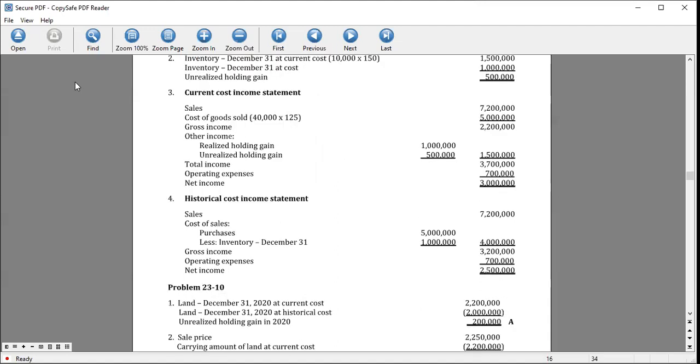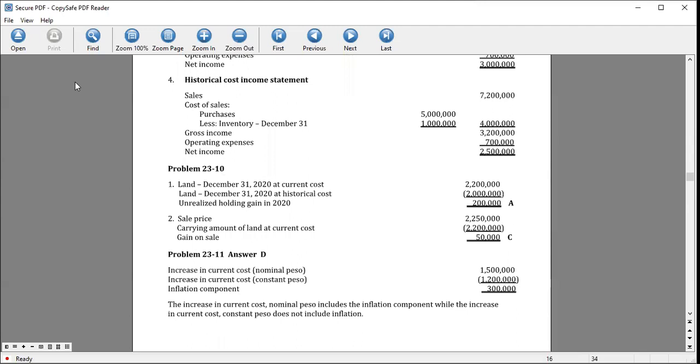Now for question number 10, what is the amount of unrealized gain that should be recognized in 2020? So we have the land at current cost, and we have the land at historical cost. The unrealized holding gain is 200,000. Then the selling price on January 31, 2021, we deduct the carrying amount of land at current cost. The gain on sale is 50,000.